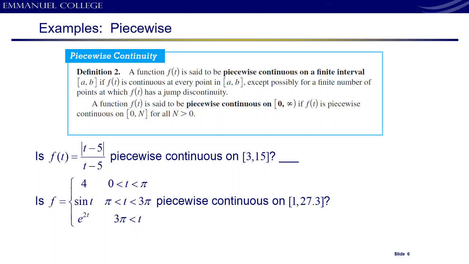A function f of t is said to be piecewise continuous on a finite interval if f of t is continuous at every point except possibly for a finite number of points for which it has a jump discontinuity. So specifically, it has to have a jump discontinuity. It's really interesting that you call it piecewise continuous if the only problem it has is a jump. Not a vertical asymptote, just a jump.